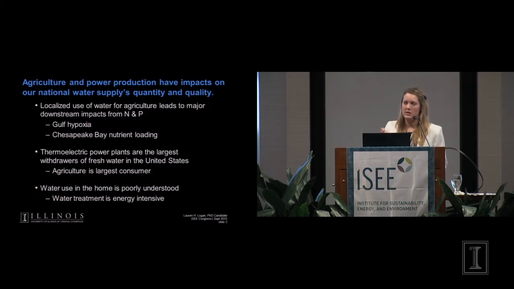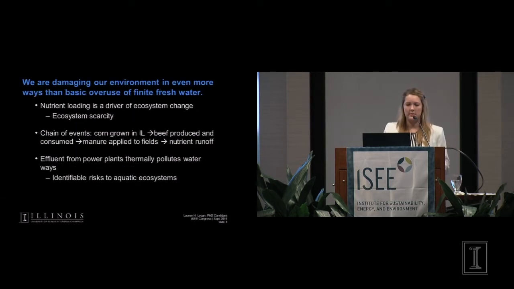And by that use, we mean like, is it going to the toilet? Is it going to the shower? Where is it going? So when it's poorly understood, it's hard to understand how we can combat the issues of water scarcity. And also that water treatment to get that water to your home is energy intensive. We're damaging our environment in even more ways than just the basic overuse of our finite freshwater resources.